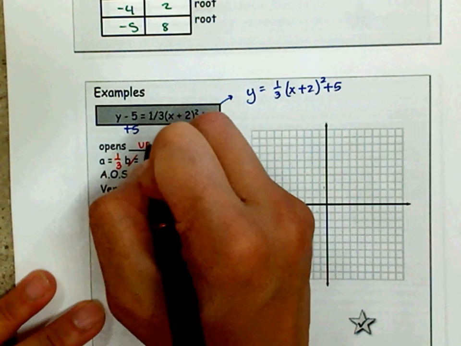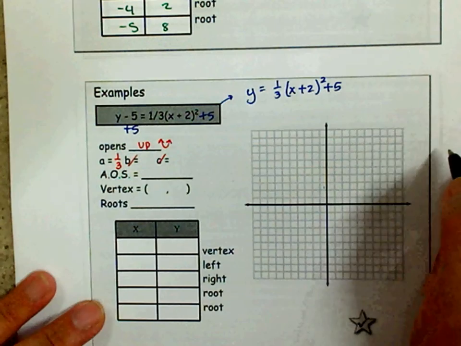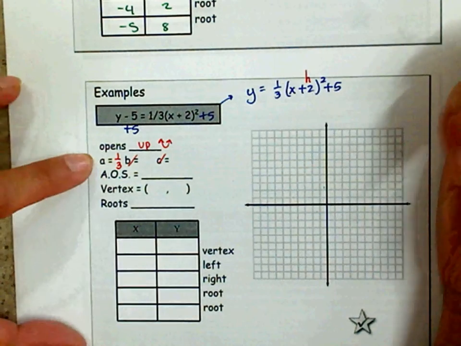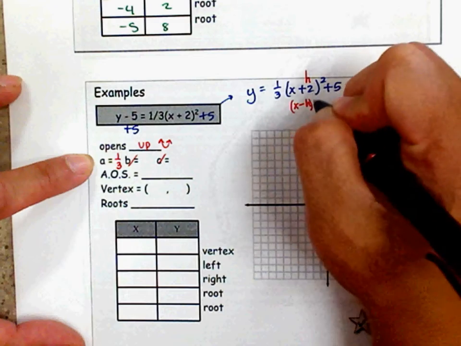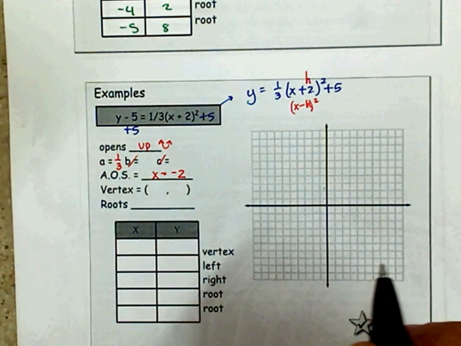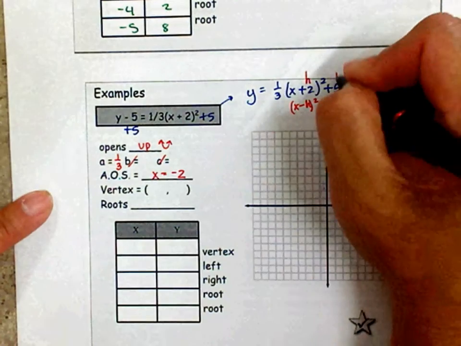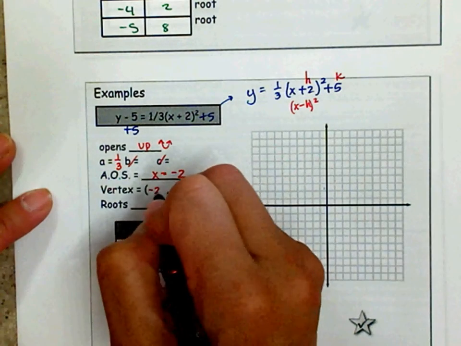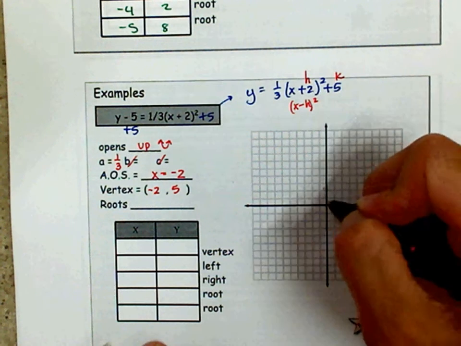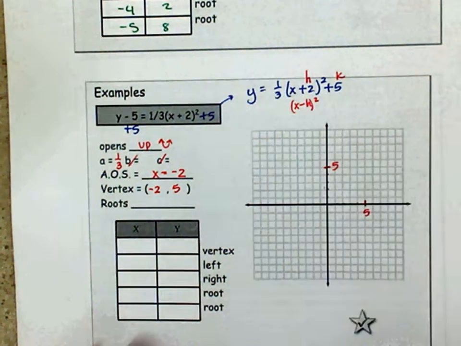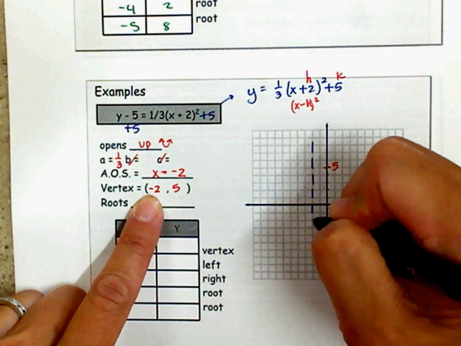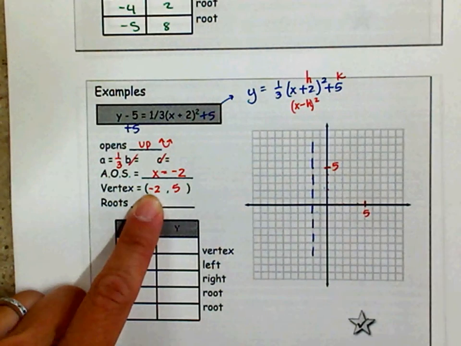Your axis of symmetry, this is your H, is always going to be the opposite because it's (x minus h) squared. So if that's positive, x is equal to -2. Always the opposite. And this one is your K. So what is your vertex? -2, positive 5. 1, 2, 3, 4, 5. Axis of symmetry is at -2. What is your vertex? -2, 5.